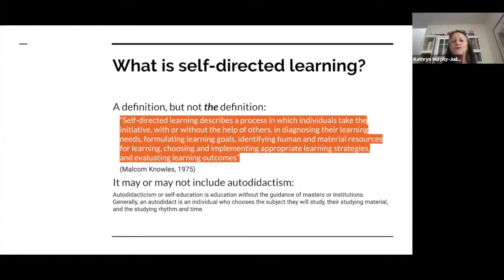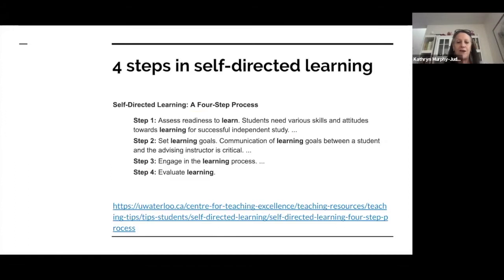There are lots of different terms. There's self-directed learning, and there's just a whole bunch. But what we're looking at is pretty much what Malcolm Knowles put forward in 1975. And what I've seen throughout all of the reading that I've done is there are pretty much four steps in self-directed learning. The first one is to assess one's readiness to learn.